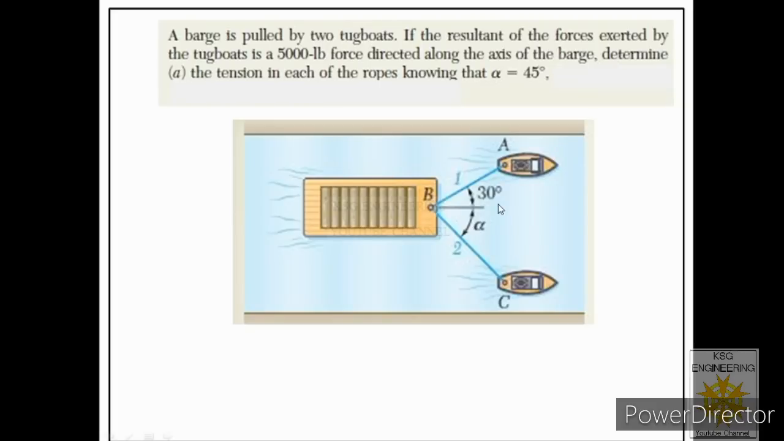Now one more important point to understand: these two boats are pulling the barge towards the right. It means the resultant force will also act towards the right. This is a very important point to understand here. He has given us the value of alpha in the statement as 45 degrees. So what do we have to find? We have to find the tension in each of the ropes, in this particular rope and this rope.